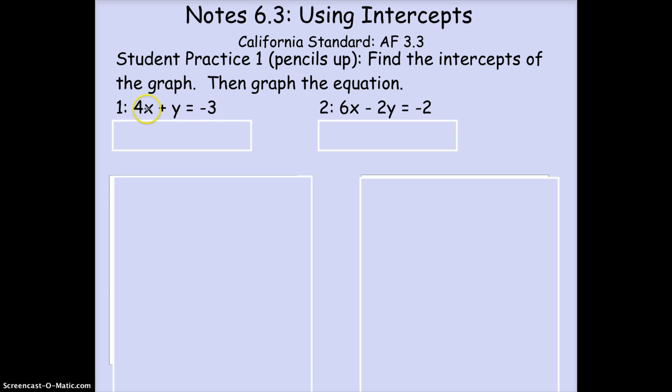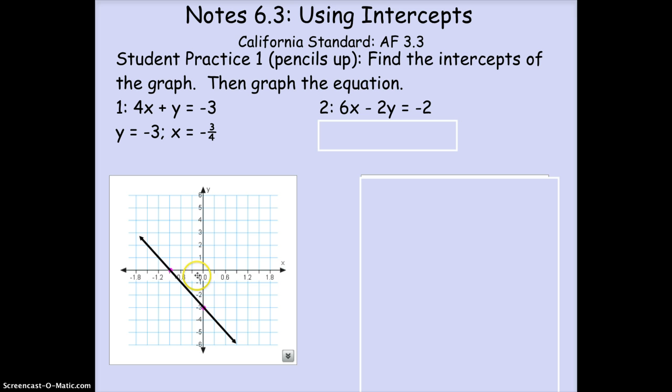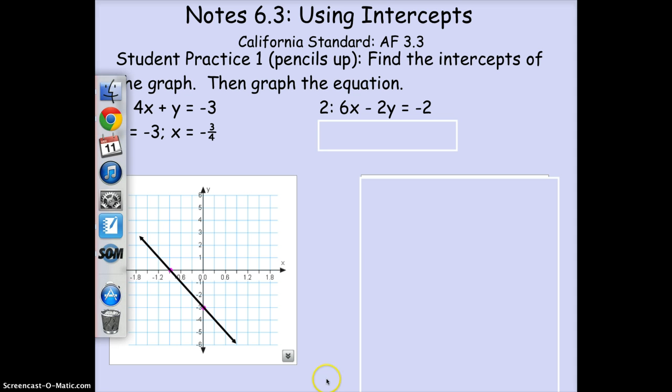For finding the x-intercept, we make y 0. 4x plus nothing equals -3. We don't need the 0. And then, of course, to get x by itself, we divide both sides by 4, and we end up with -3/4. Now, you might have, in that division, turned that into -75/100. That would work as well. Then when we graph it, we plot one point on the y-axis at -3, the x-axis at -3/4.